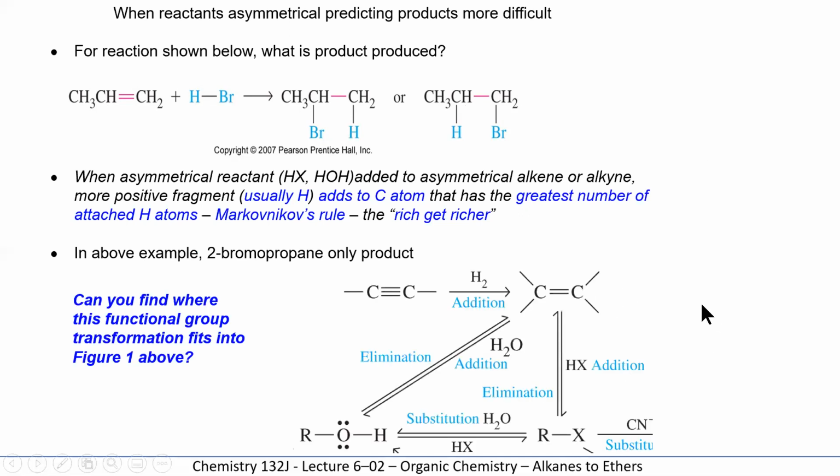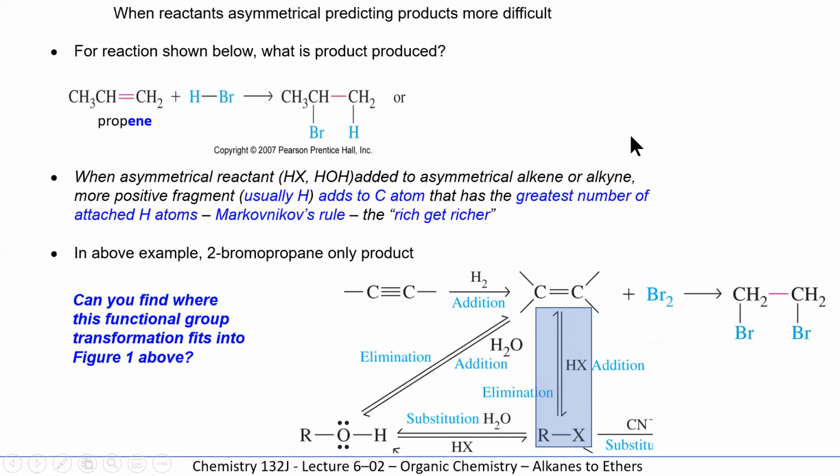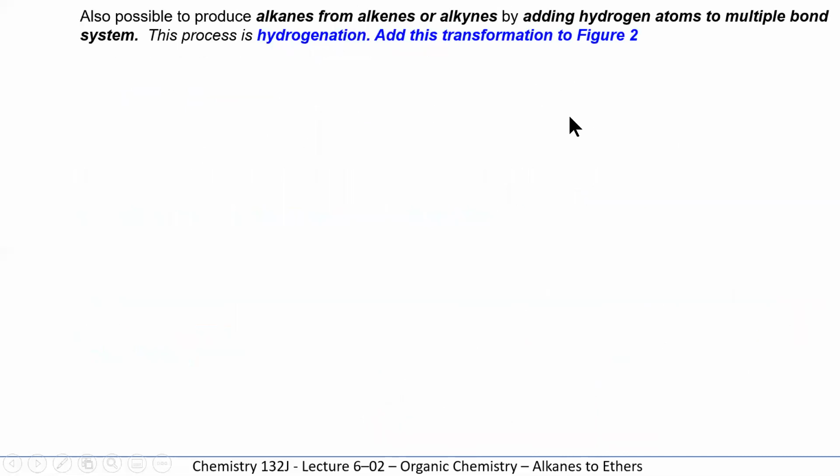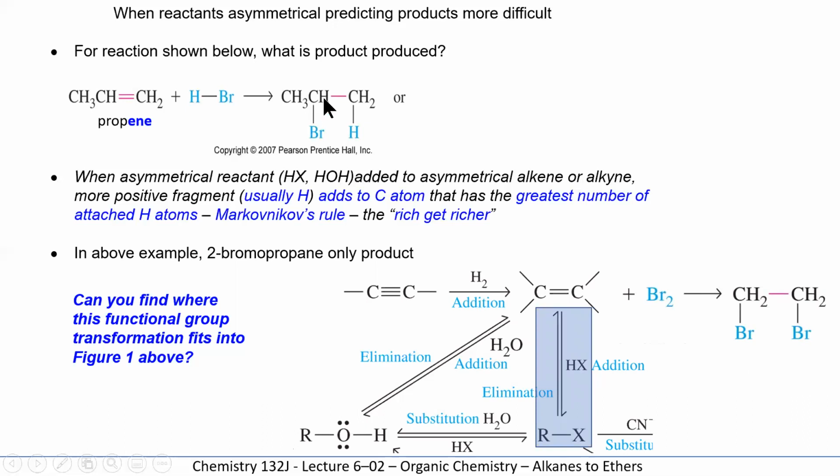So we're going to get this particular result in this table. We can see it's an addition reaction where we're adding hydrogen bromide here. So in this case, we are only going to produce this particular result. So propene is going to be changed, in this case, into 2-bromopropane.